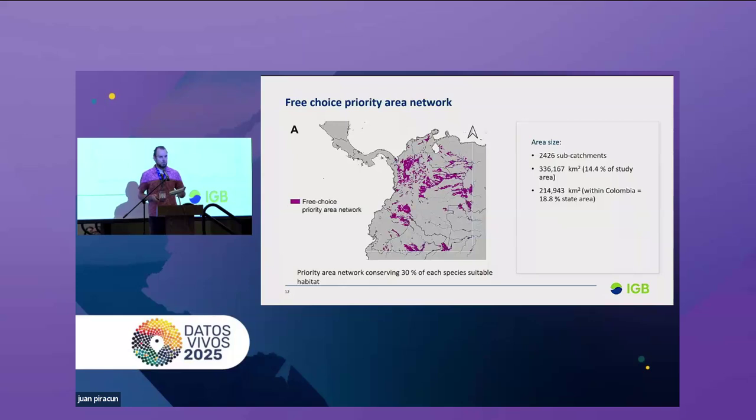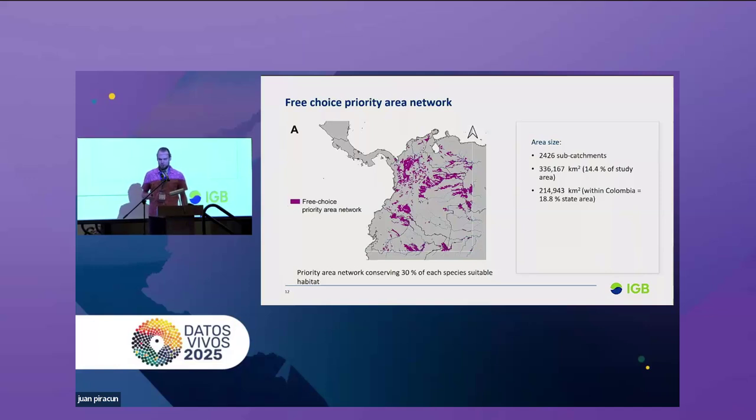And I got first the free choice priority area network, where the model could freely choose the subcatchments with the lowest costs, containing 30% of each species' freshwater habitat suitability. And the network was similarly large as the protected area network we see in Colombia, so over 14.4% of the entire study area, which is also larger than Colombia, containing the surrounding countries as well.